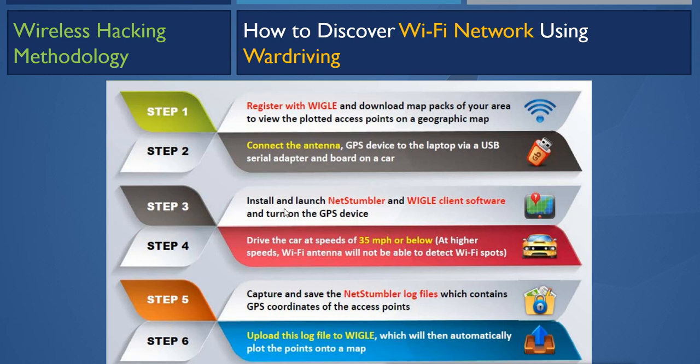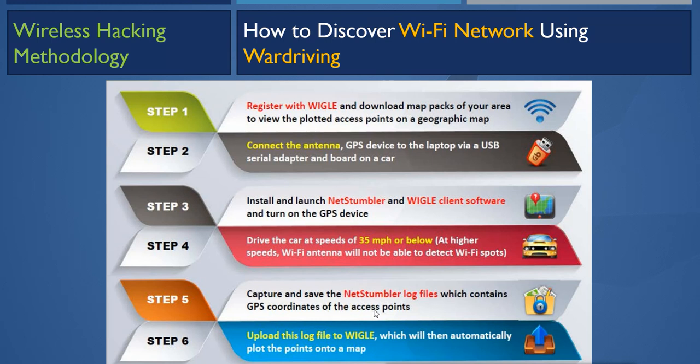Then install and launch the NetStumbler and Wigle client software and turn on the GPS device. Now drive the car at a speed of 35 miles per hour or below. At higher speeds, the Wi-Fi antenna will not be able to detect Wi-Fi spots. So drive slowly, below 35 miles per hour, and try to detect. Now capture and save the NetStumbler log files, which contain the GPS coordinates of the access points.